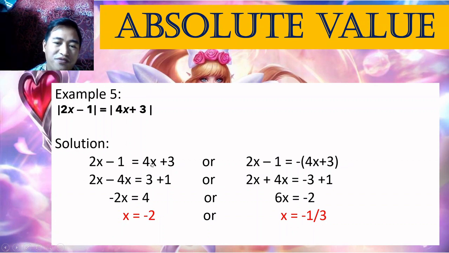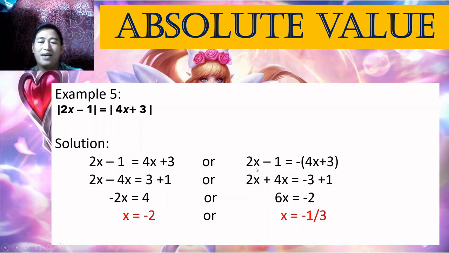Okay, 2x, 4x man transfer na siya minus 4x, and then copy 3, ang minus 1, transfer sa pikas, mahimo siyang plus 1, or transpose ba siya. So, 2x minus 4x is negative 2x. 3 plus 1 is 4. Now, divide negative 2 both sides. Divide negative 2 both sides. Our x is equal to negative 2.